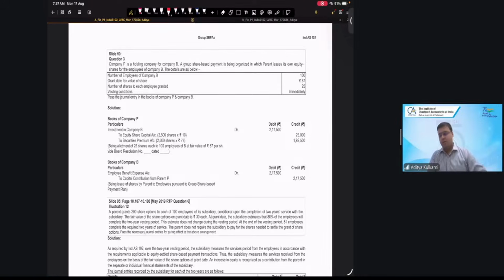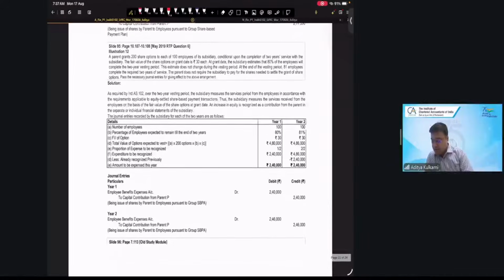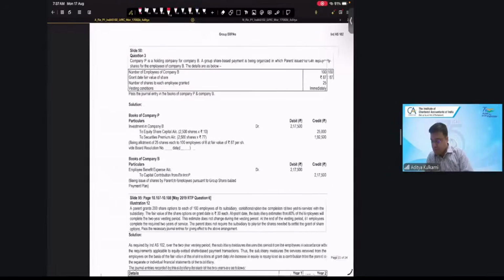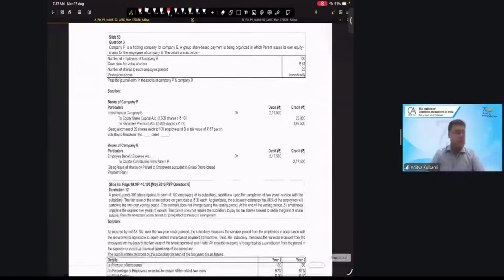Next, we come to an interesting scenario known as group share-based payment plans. Here what happens is that in a group share-based payment plan, the parent will issue shares in the share-based payment plan of the subsidiary, or the subsidiary will issue shares in the share-based payment plan of the parent. Let us take an example.